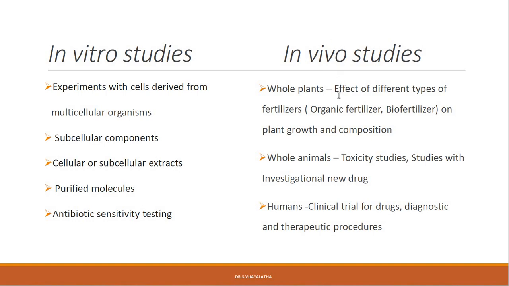Examples of in vivo studies are with whole plants, the effect of different types of fertilizers on plant growth, composition, etc. For whole animals, it may be toxicity studies or studies with an investigational new drug prior to clinical trials, and experiments with human subjects may be clinical trials for drugs, diagnostic and therapeutic procedures. In vivo studies yield conclusive results, but we may face a constraint of sample size.